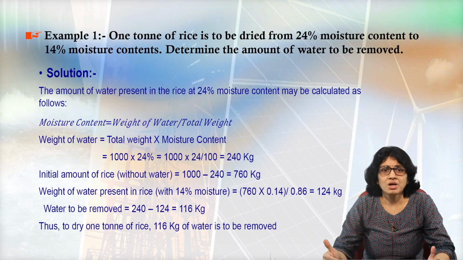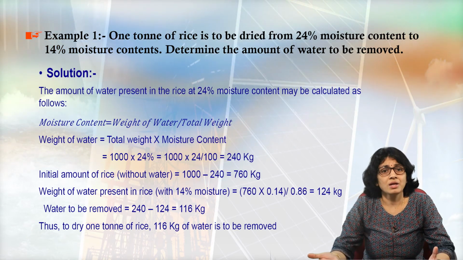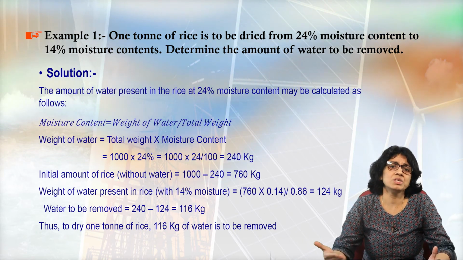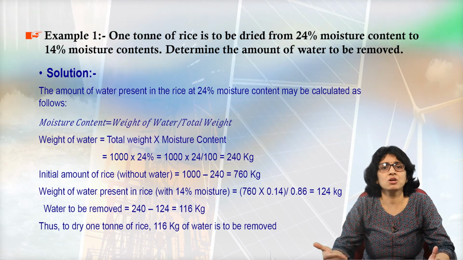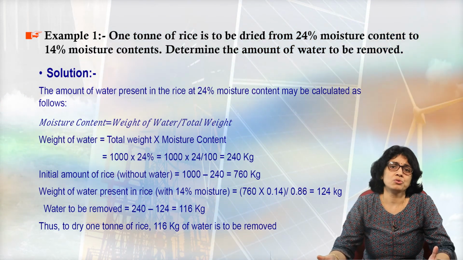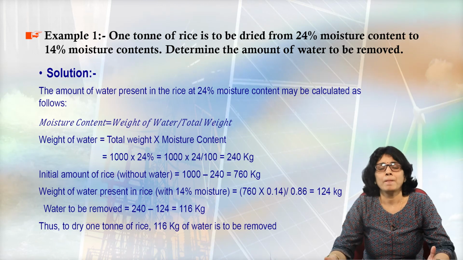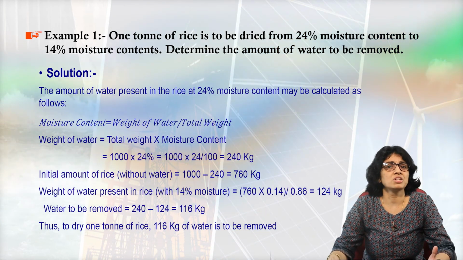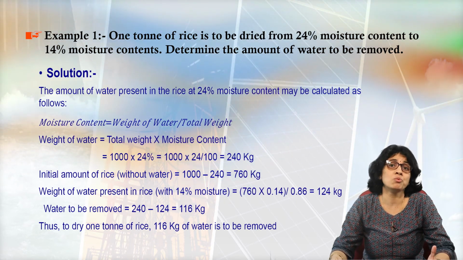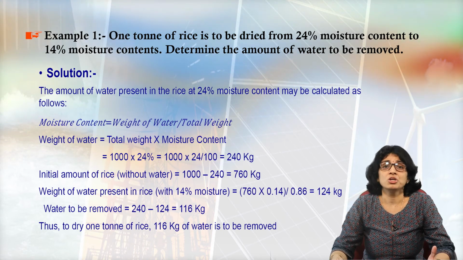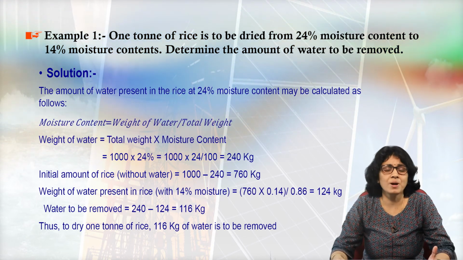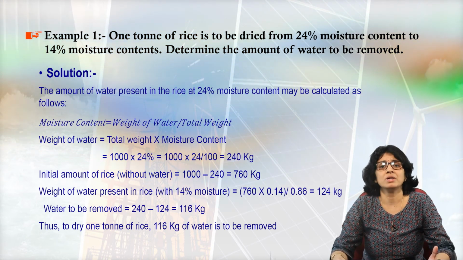Then we calculate what will be the dry amount of the product. Now dry product equals 1000, the initial weight of the product, minus the weight of the water, that is 240 kg. The weight of the dry product will be 760 kg. Then the final moisture content of the product is 14%. Then again we calculate the weight of the water for the moisture content 14%: 0.14 equals weight of the water divided by weight of the water plus weight of the dry product.